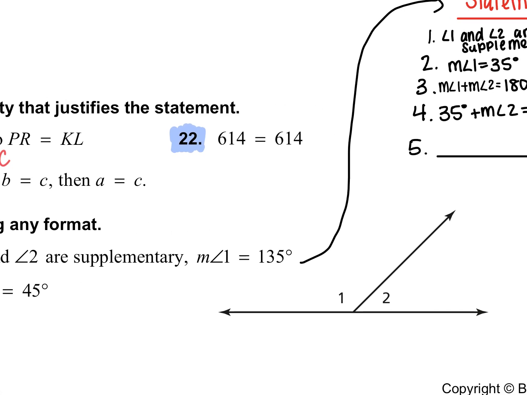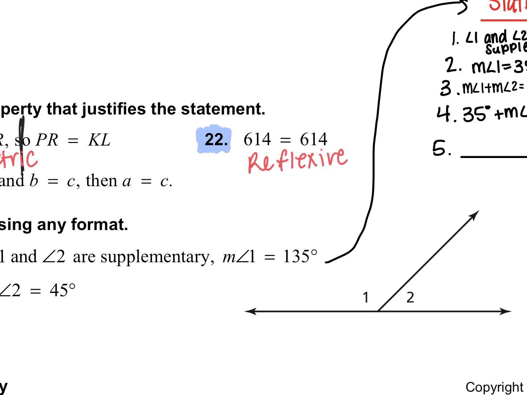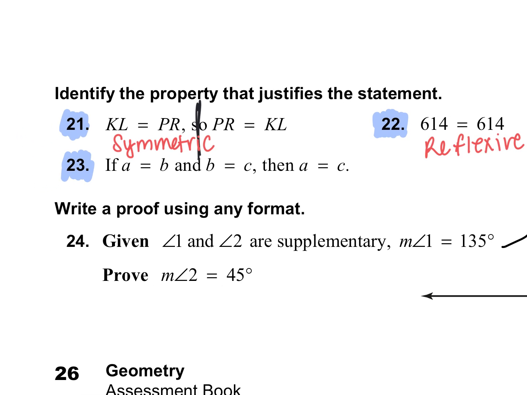All right, 22, reflexive. And then 23, transitive, you're getting rid of what's in the middle. Transitive. Remember, these are properties. Please do not put law of syllogism. That's not a property. That is a law.